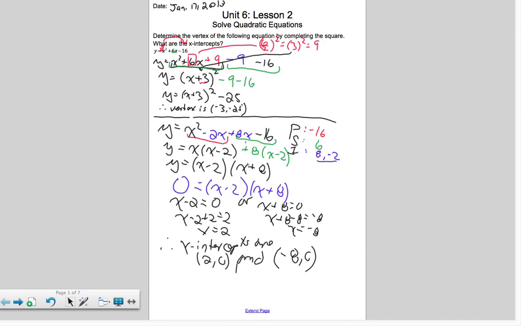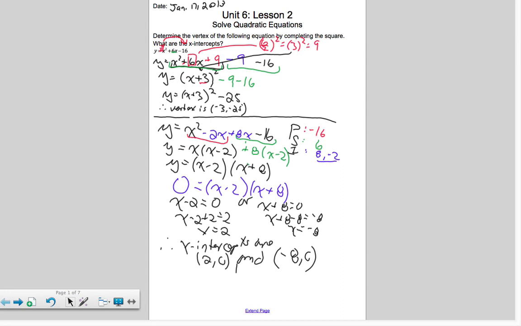Right? We do the same thing with negative 8. What's negative 8 squared? 64. Negative 8 times positive 6 gives us negative 48. So 64 minus 48 is 16, minus 16 gives us 0. Lo and behold. Okay? That's what that means.